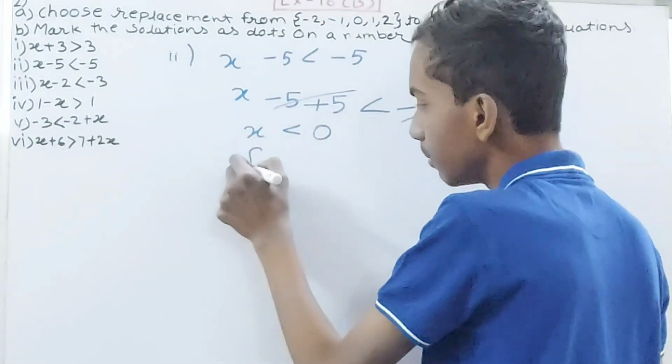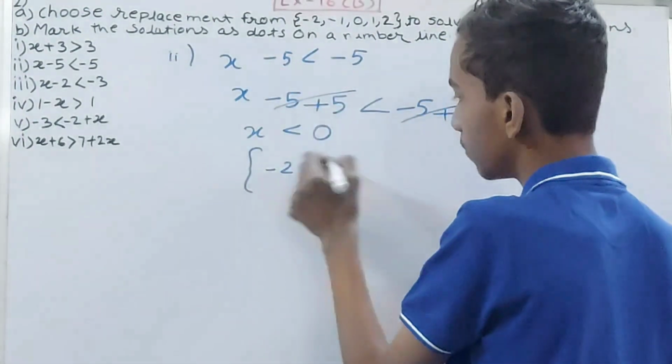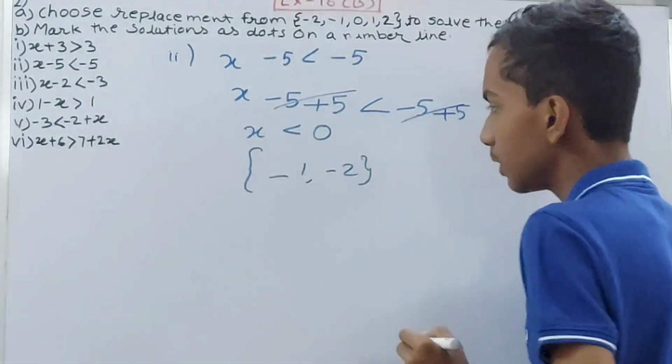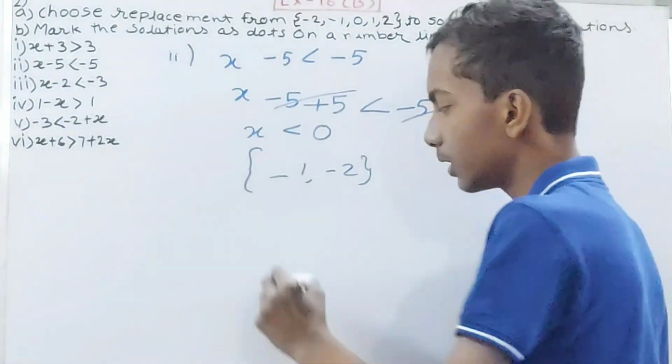So your solutions will become what? We have got here -2, -1, and no other values. So this is your solution set. Let's put this on the number line also.